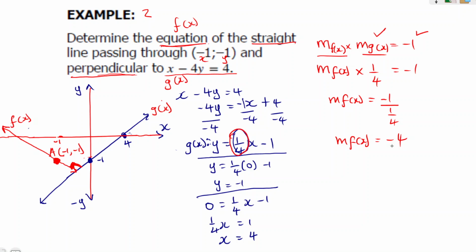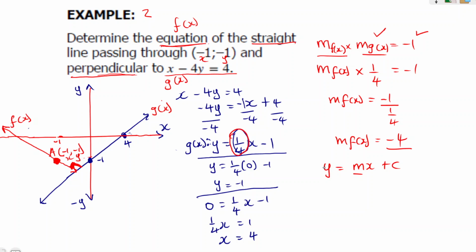Let's now find the equation of this f(x). We do know the gradient now. The point A, remember we said we do know the point A, is (-1, -1). So I'm going to substitute this point for my y and my x. For the y, I put -1, because y is -1, equals the gradient -4, and the x coordinate is also -1.